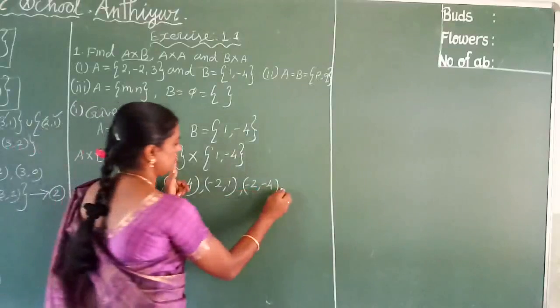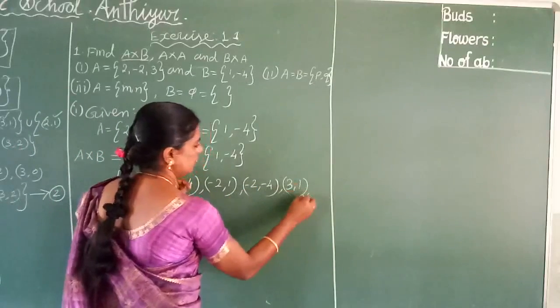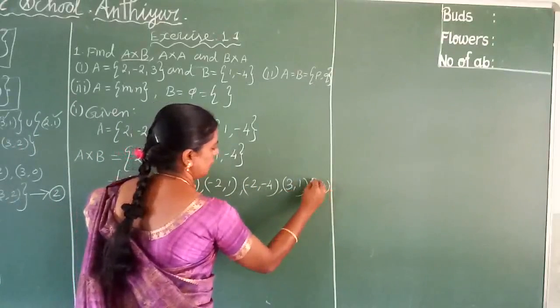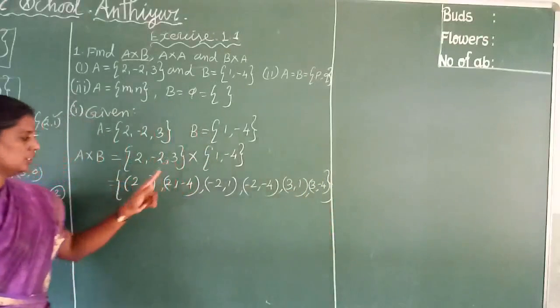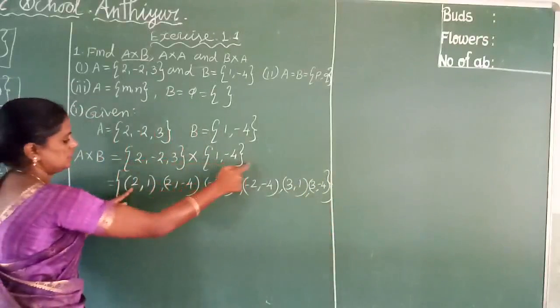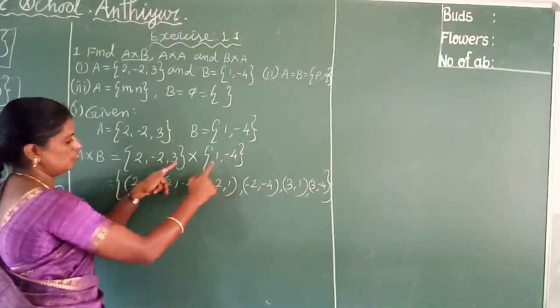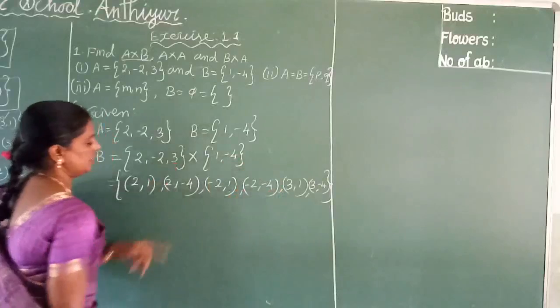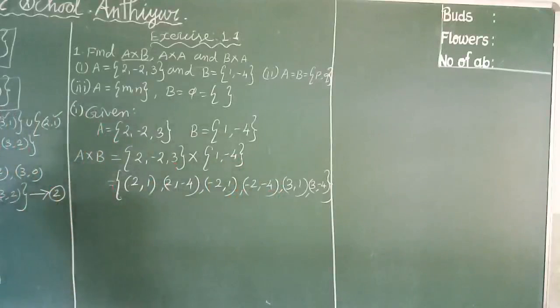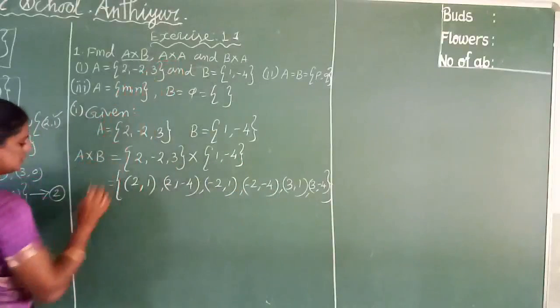Next, the third element: (3,1), (3,-4). First one: (2,1), (2,-4), and (-2,1), (-2,4), and (3,1), (3,-4). That is the answer for A cross B. Next one, A cross A.